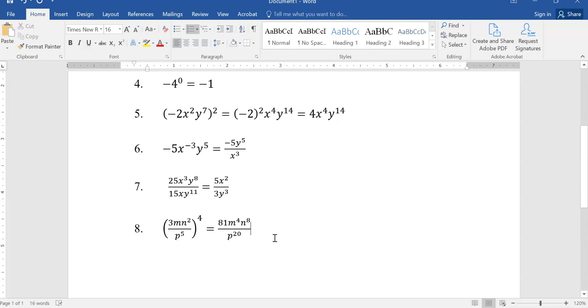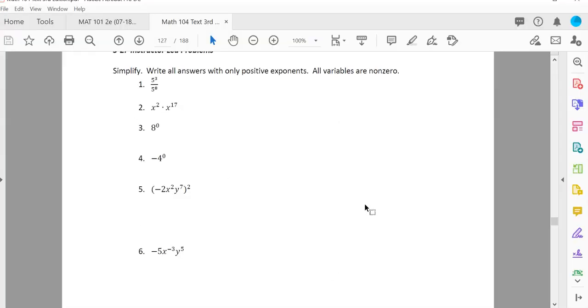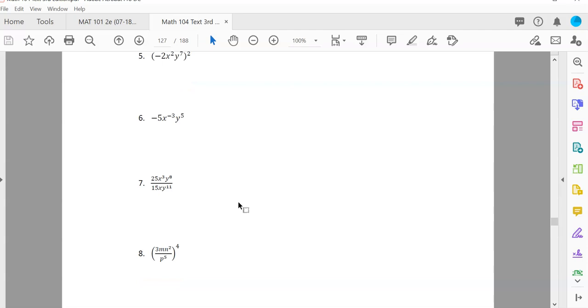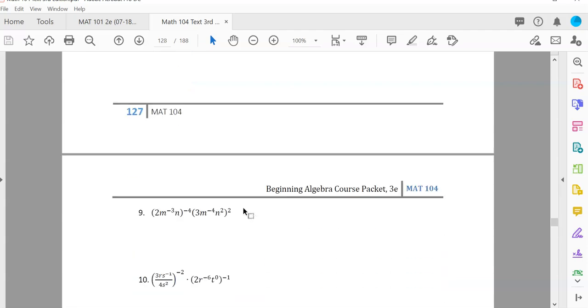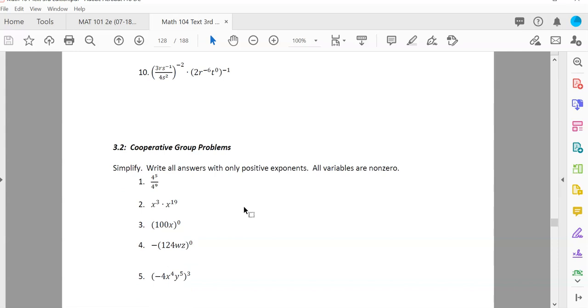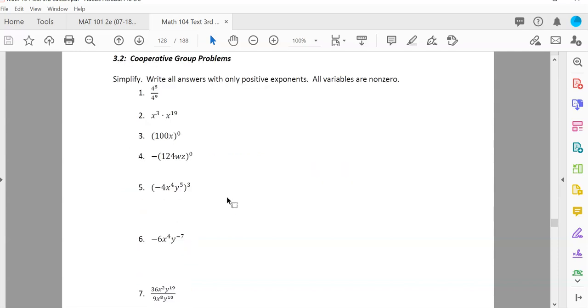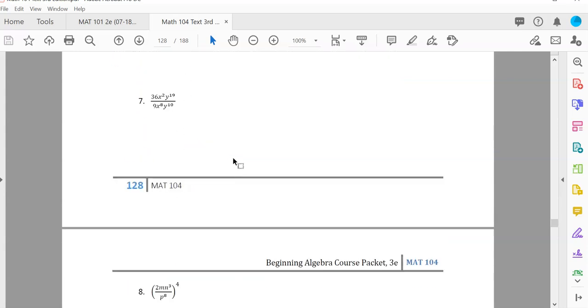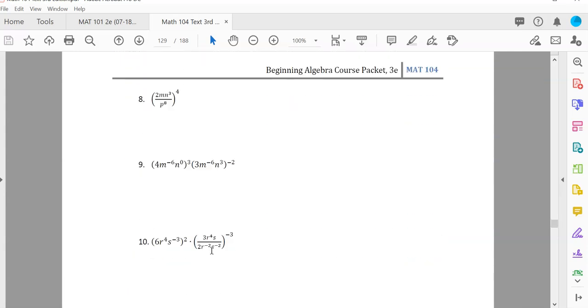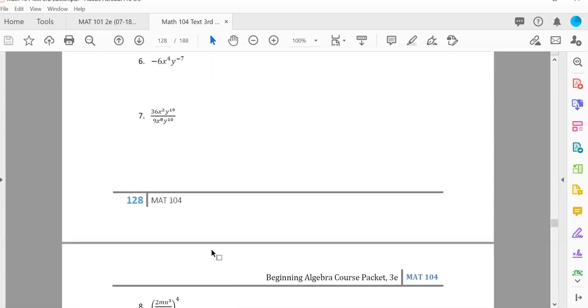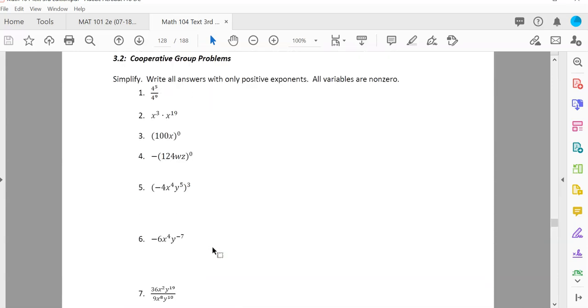Now, before you go on to the next video, what I'd like you to do is take a look by yourself and try these cooperative group problems. In the next video, I am going to do the cooperative group problems up to number 8 here. I won't do number 9 and number 10, just like we did on this video, but I will do up to number 8. So push pause, stop watching the videos, try the cooperative group problems on your own, and then go ahead and watch the next video.